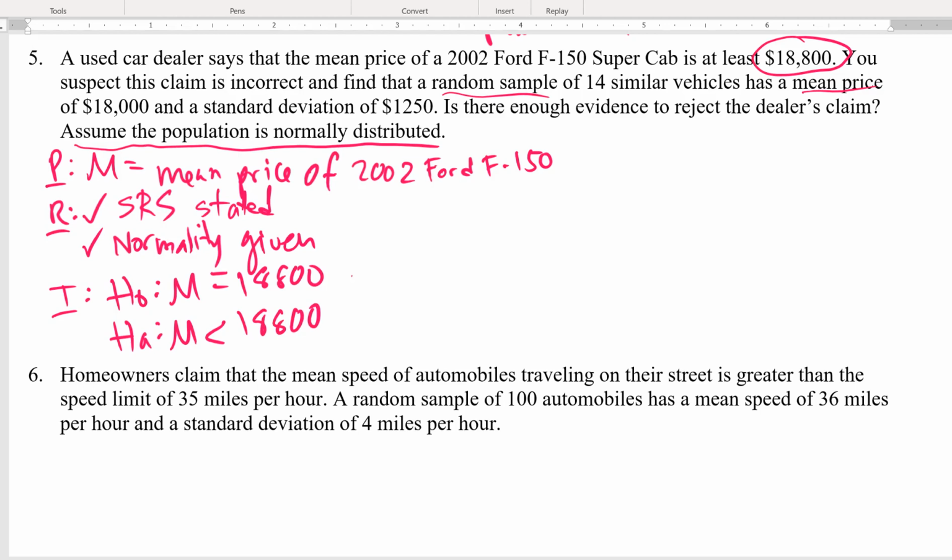Honestly, I think the wording in this is a bit confusing. I will try to keep the wording clearer in the quizzes and the tests, okay? Based on this, we can now run the test.